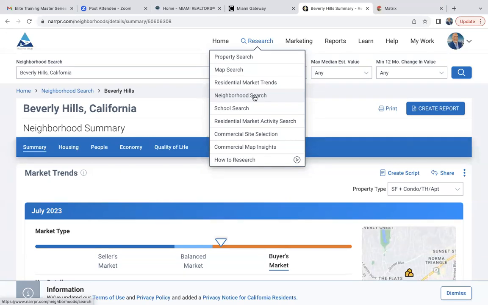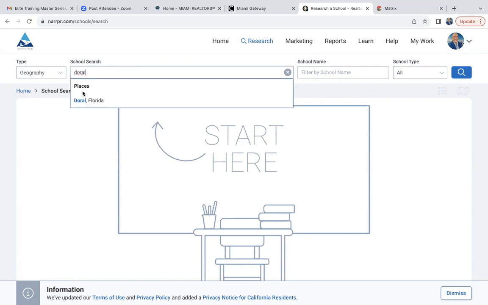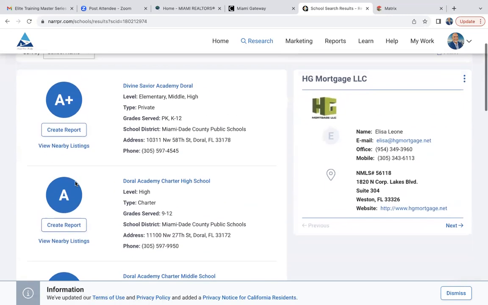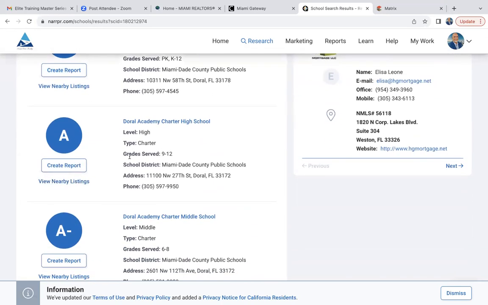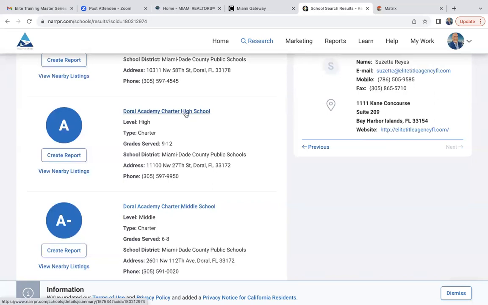All right. For those of you looking for schools, you can always click on school search. Let's say we've got a buyer relocating to the city of Doral. You're going to come over here and put in Doral, Florida. You can search by school name and school type, or you can just do all schools in Doral. And right here, it's going to give you the different grade levels for the different schools. So, for example, Doral Academy Charter High School comes in with an A rating.